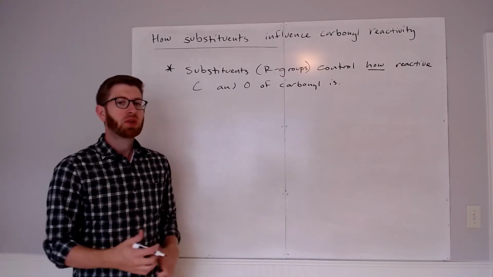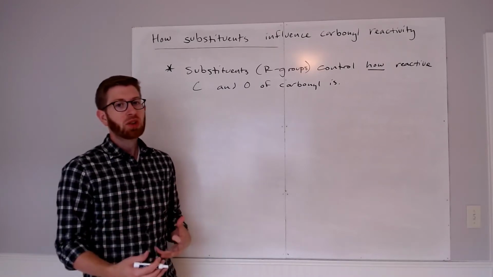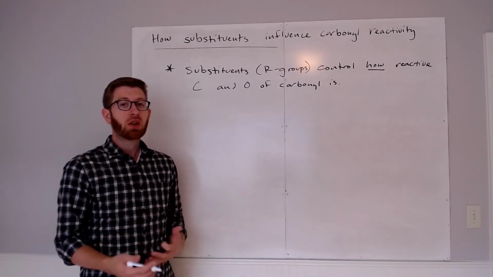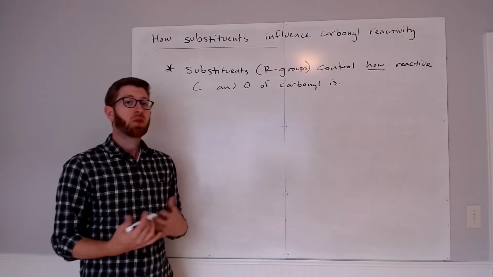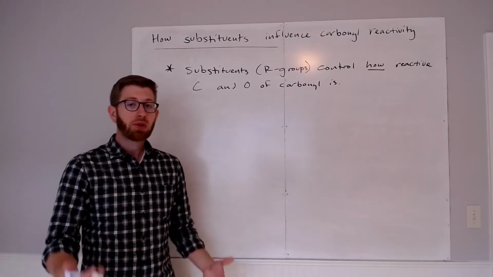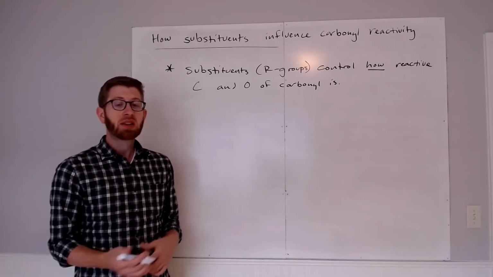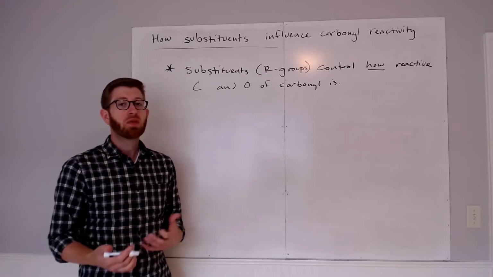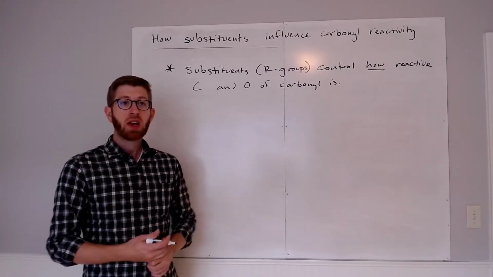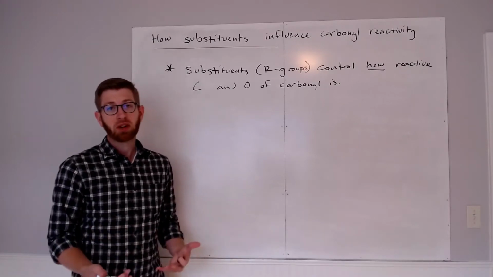And the substituents are what we can analyze to decide to what extent, especially if we're making comparisons between carbonyl containing functional groups. So for instance, if we were thinking about a ketone versus an acid chloride, maybe we could look at the structures of a ketone and an acid chloride and make some qualitative decisions about which of those two carbonyl oxygens is more basic, or which of those two carbonyl carbons is more electrophilic, right?